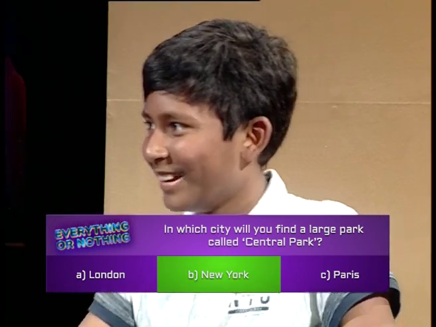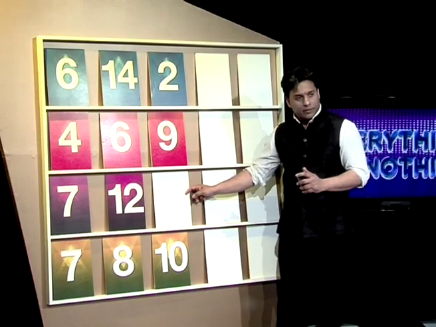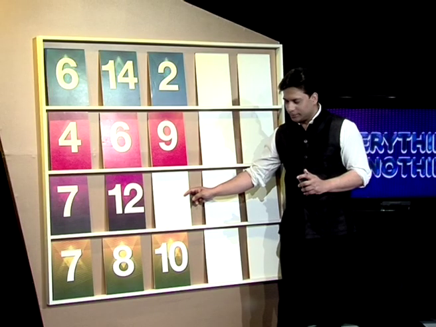Your last card was 12. Lower. I want it to be higher. Please higher.